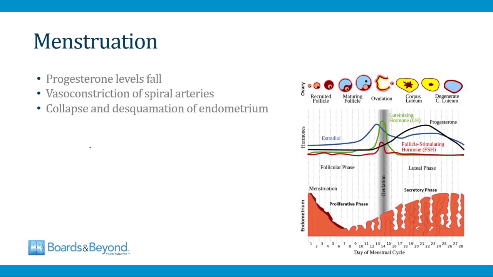If there is no fertilization or pregnancy, though, then as I mentioned before, progesterone levels will fall. That's what's shown here, where this black line starts to go downward.